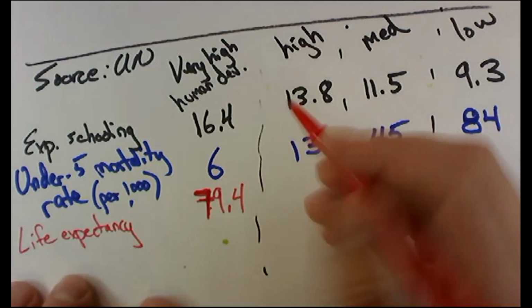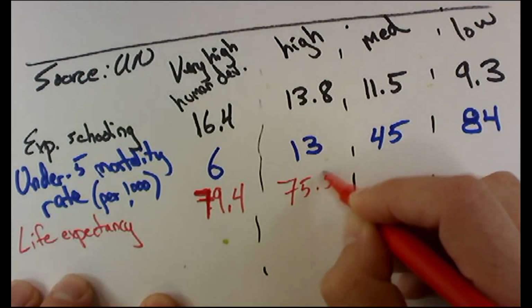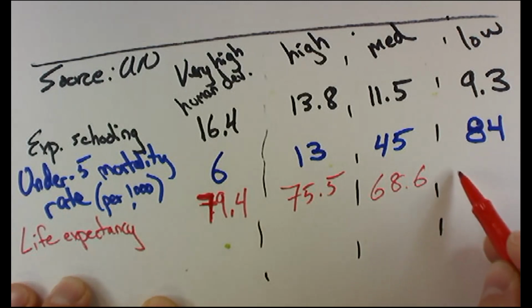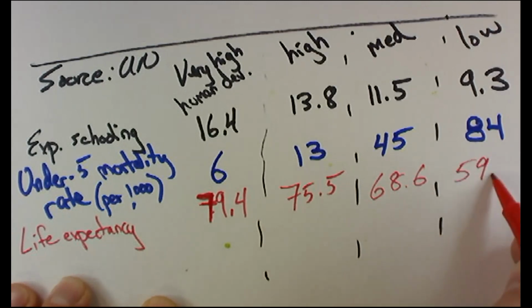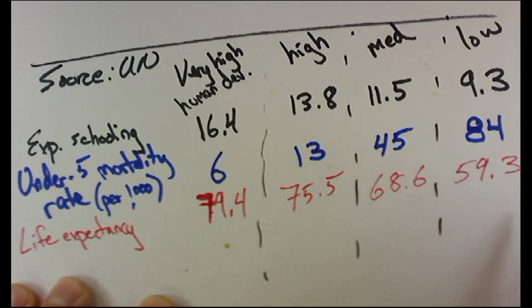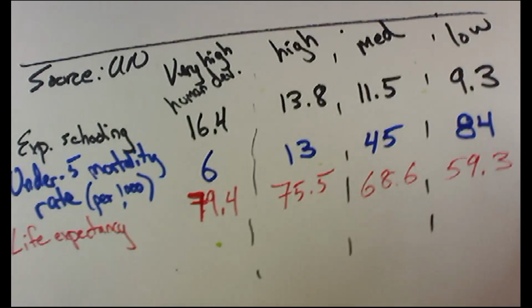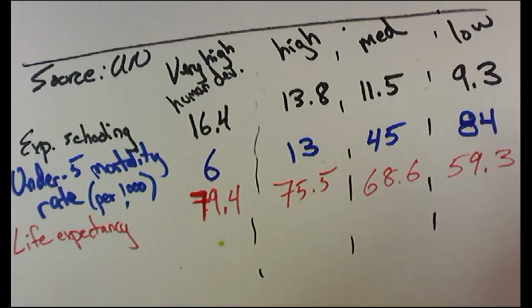When we go to high, that decreases to 75.5, medium, 68.6, and low human development takes quite a jump to 59.3. Your life expectancy in those places is 20 years less. 1/4 less.